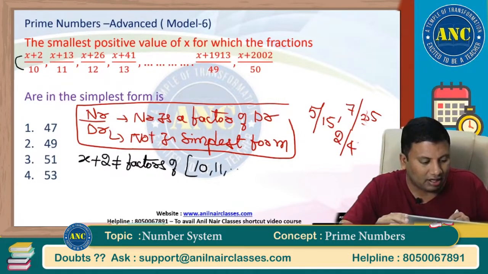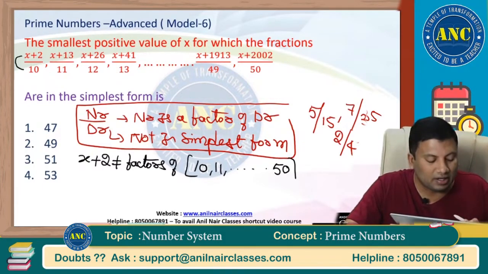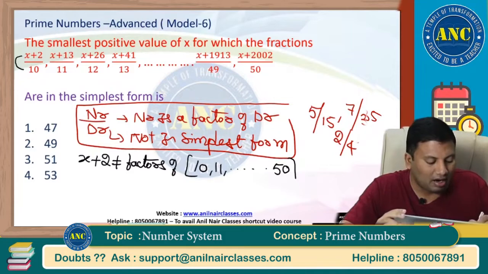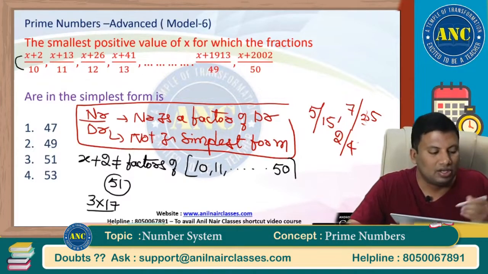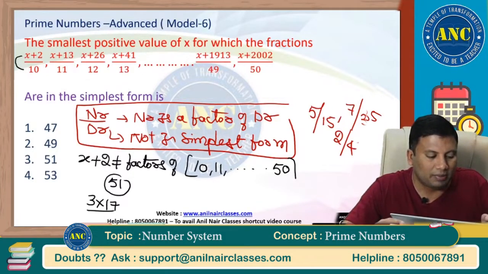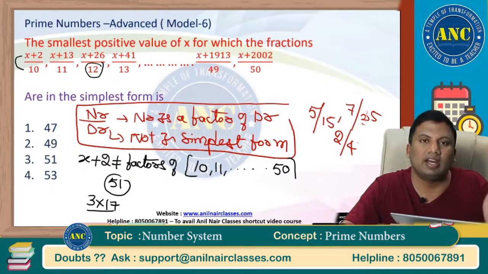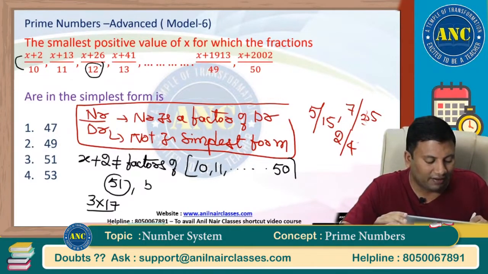It cannot be a factor of 11. It cannot be a factor of 50. If it is a factor of 10, 11, 12 and so on, then the fraction is not in its simplest form. After 50, 51. 51 is nothing but 3 into 17. As you proceed, x plus 10, x plus 11, x plus 12, x plus 13: in 12 there is a factor 3, in 17 there is a factor 3.